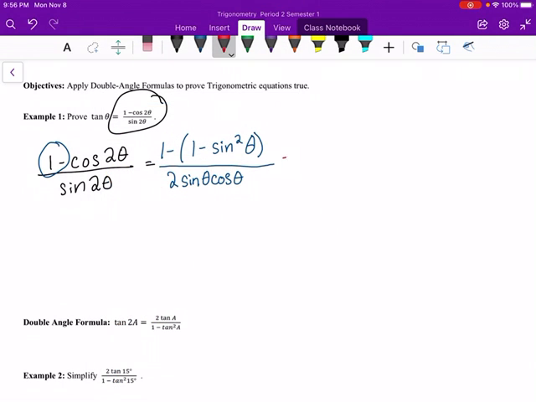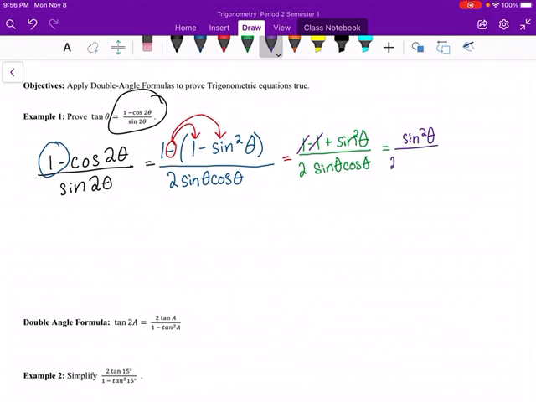Then the next thing we're going to need to do is distribute this negative so that we can combine any like terms that we have in our numerator. So we're going to have 1 minus 1 plus sine squared of theta all over our denominator, which won't change yet, so that's going to stay the same. And then we can cancel out any like terms. The 1 minus 1 is 0, which leaves us with a sine squared theta in our numerator.